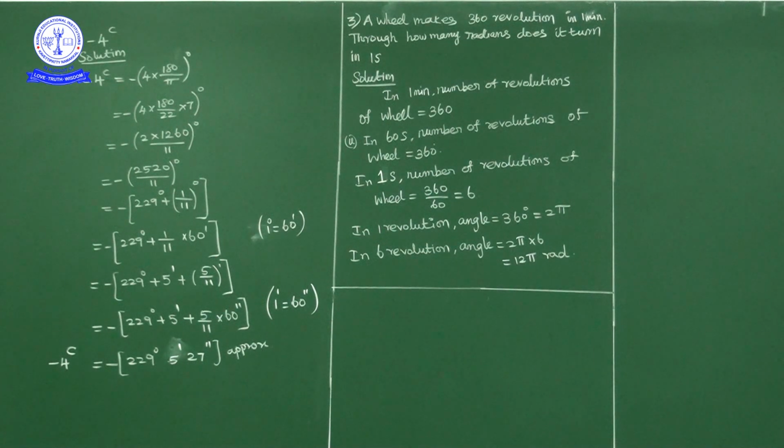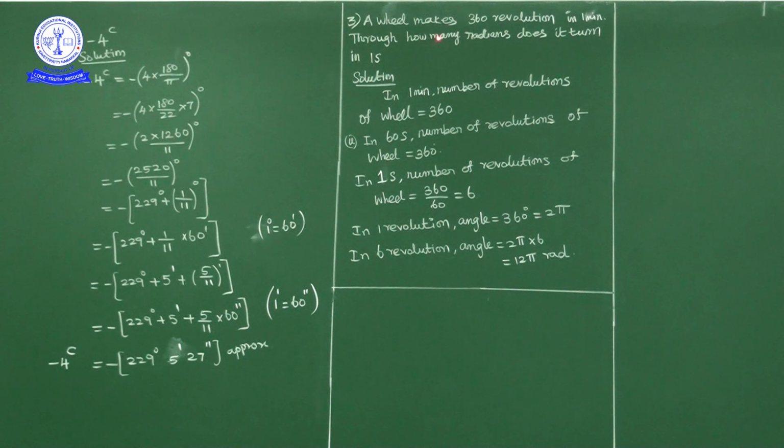Further, 1 minute is equal to 60 seconds, so I'll convert this in terms of seconds. 5 by 11th part of a minute is 5 by 11 into 60 seconds, which is 300 by 11. 300 by 11 is approximately 27 point something, so 27 seconds. So approximately, minus 4 radians is equal to minus of 229 degrees 5 minutes 27 seconds, approximate value.